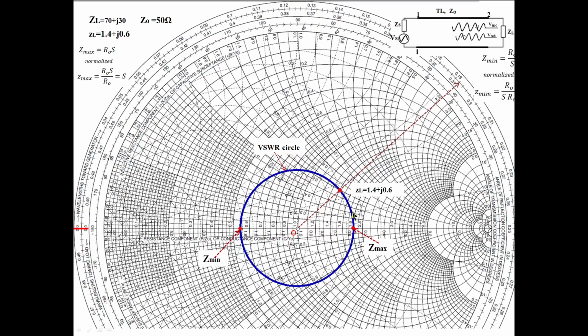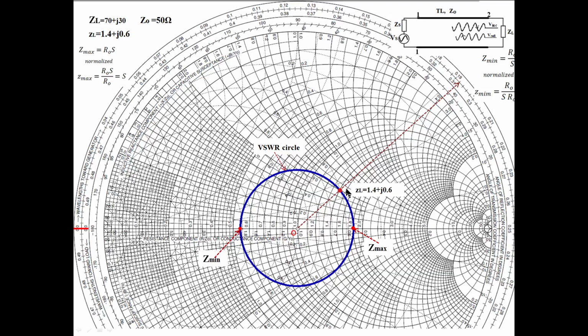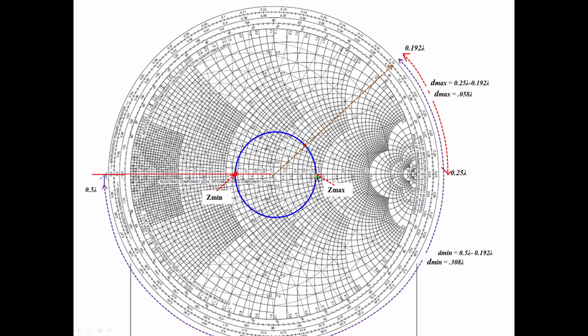I already told how to measure the distance. You draw a line passing through this point, the point where we stopped. So it is 0.025 here on the wavelength scale, and we take the difference. So the maxima is at a distance of 0.058 lambda. That's the meaning here: 0.058 lambda maxima.